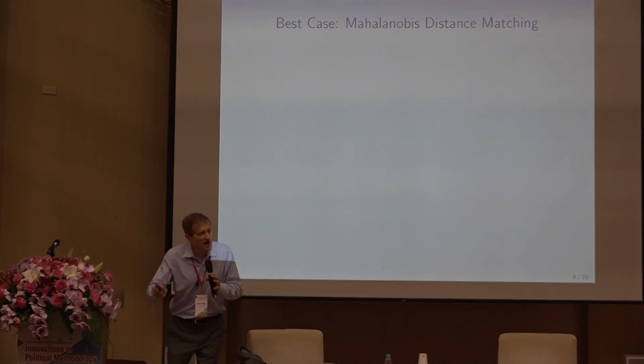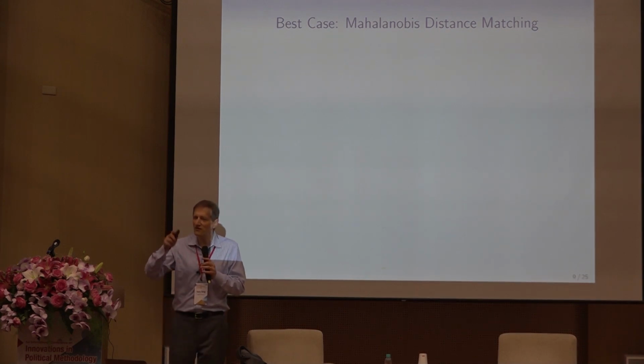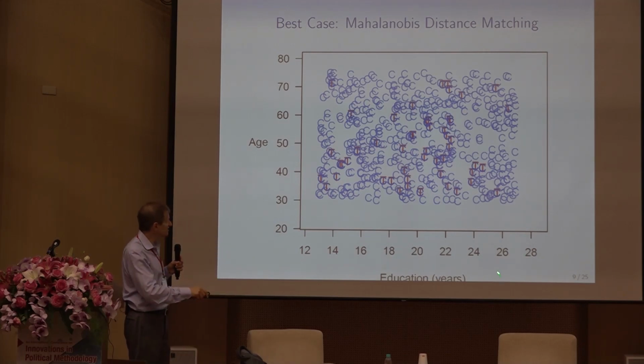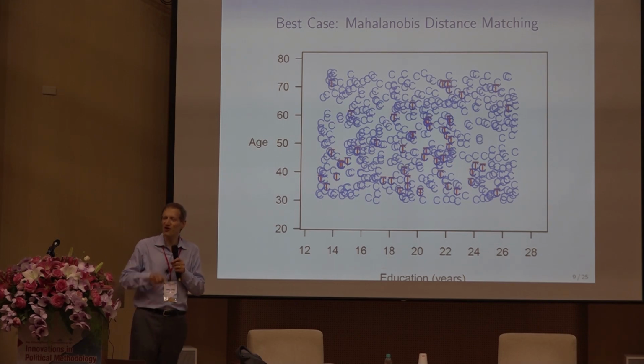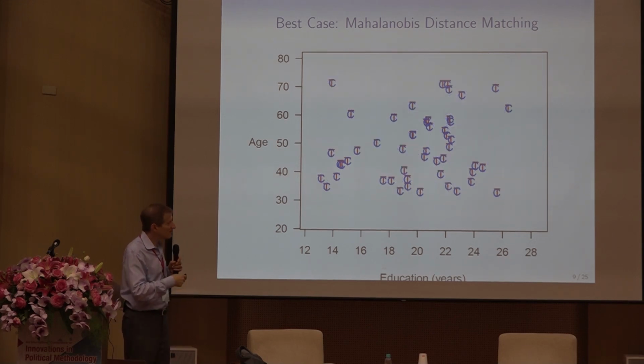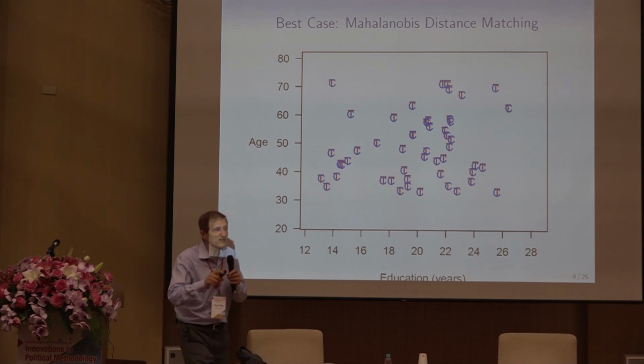Let me do one more example of Mahalanobis distance to give you a feel for the best case. Here's the best case. Again, we have age and education. For every treated unit, there is a really close control unit. You see that? Right on top, essentially right on top of it. Treated control, treated control, treated control. There's a whole bunch of other controls, which we don't really need. They're all grayed out already, and we'll just make them go away. That's our data set.